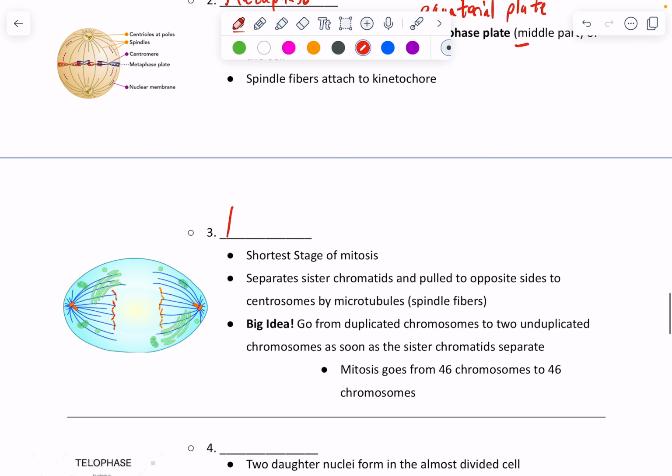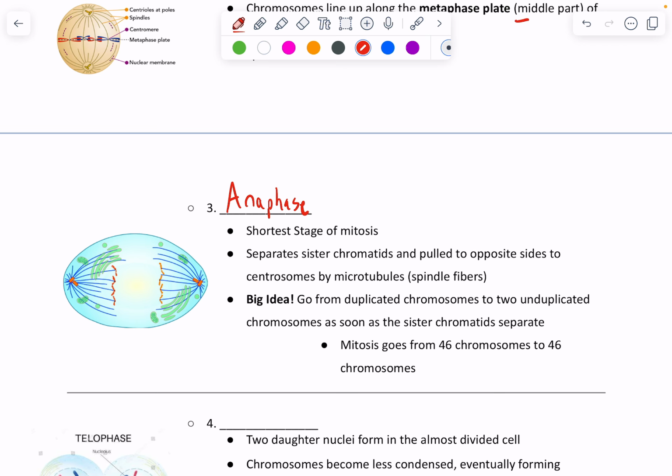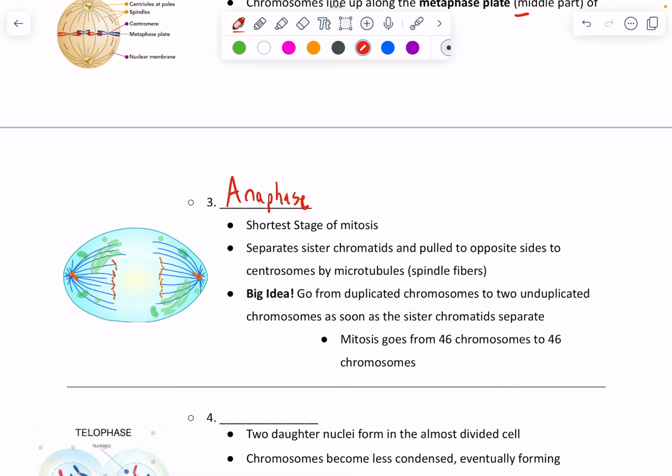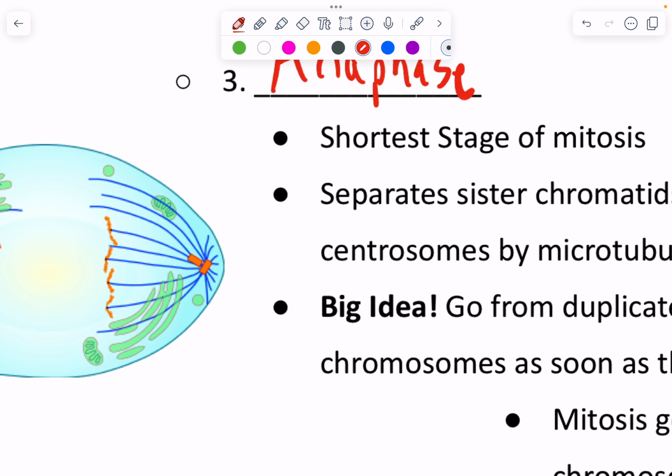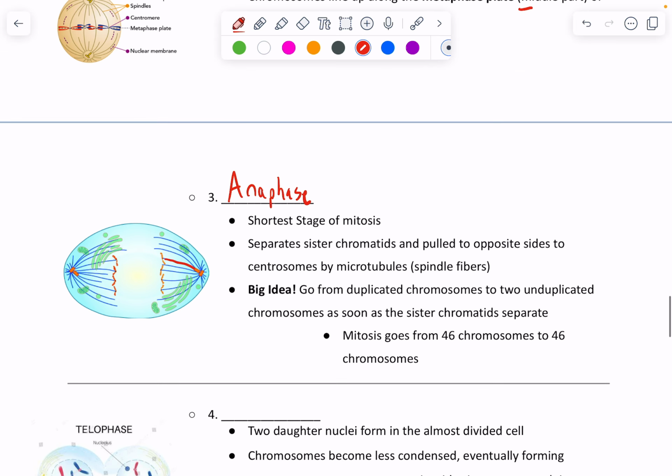And now we get to our third phase, anaphase. And this is where we actually start to separate things. So, shortest stage of mitosis, separating sister chromatids and pulled to opposite sides, two centrosomes by microtubules. So these microtubules, the spindle fibers, are pulling the chromosomes to opposite sides. So, big idea. We are going from duplicated chromosomes to two unduplicated chromosomes as soon as the sister chromatids separate. So it's still the same number. Mitosis keeps the chromosomal number the same as cells divide.